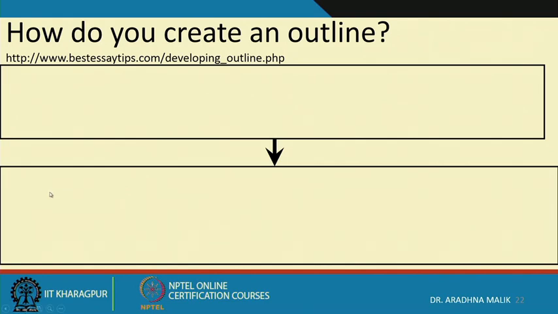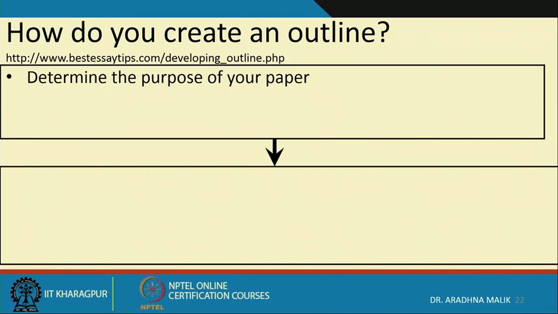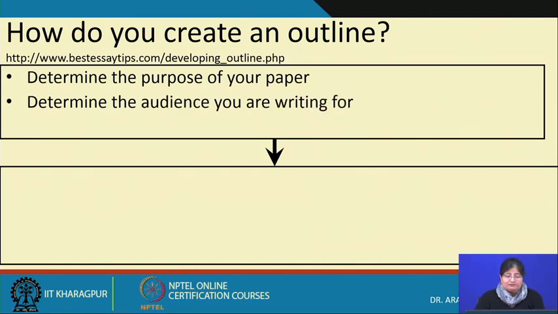How do you create an outline? You first determine the purpose of your paper. Find out why you are writing your paper. Then determine the audience you are writing for. Find out who is going to read your paper, which article you are submitting it to, whether you are writing it as a progress report for your dissertation, whether you are writing a journal paper for submission into an academic peer reviewed journal, or whether you are writing as an expert. Who are you writing for?